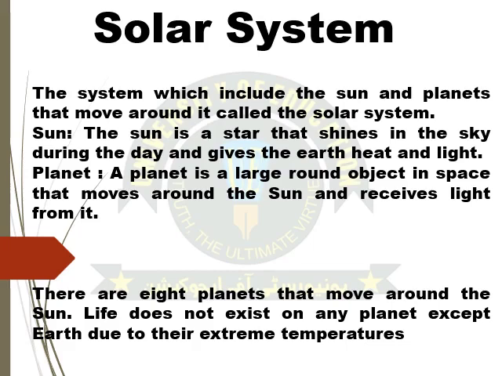There are about 8 planets in our system that move around the sun, but life does not exist on these planets except our Earth, due to their extreme temperature and environment. In that environment, no living organism can survive on these different planets. The Earth where we live is a planet that supports life due to its favorable temperature and favorable environment.